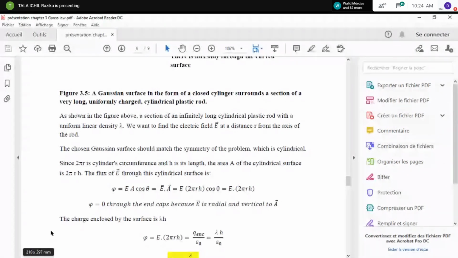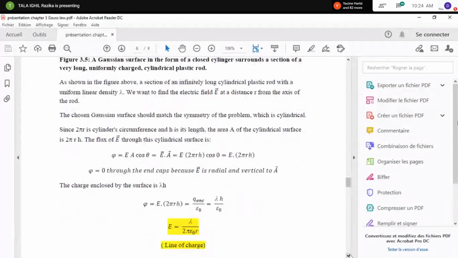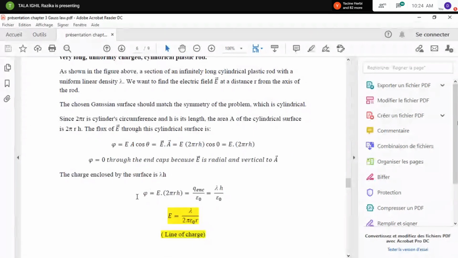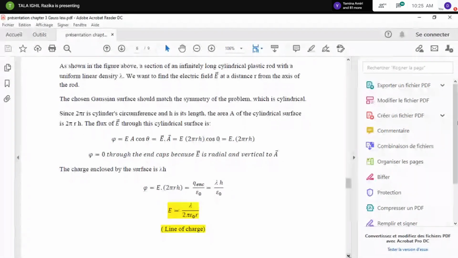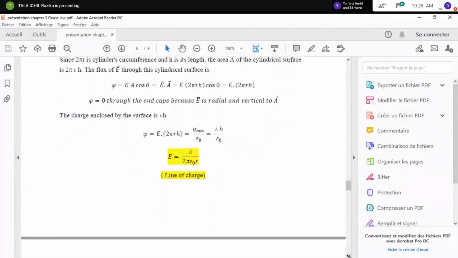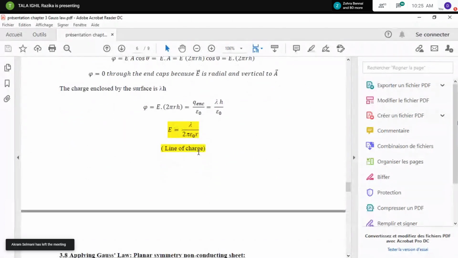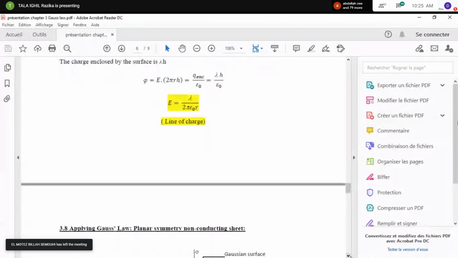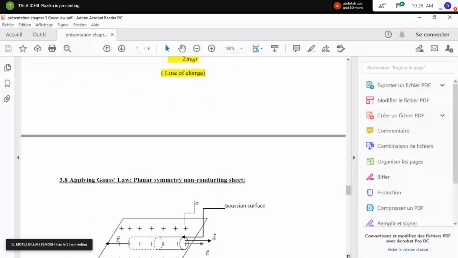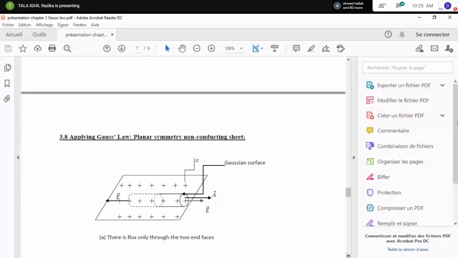Let us continue. So for the total enclosed charge, phi is E 2 pi r h equals Q enclosed over epsilon 0. Because we have a linear distribution, it will be lambda h over epsilon 0. So E is lambda over 2 pi epsilon 0 r. It's the line of charge. Now let us apply Gauss law using planar symmetry, a non-conducting sheet.